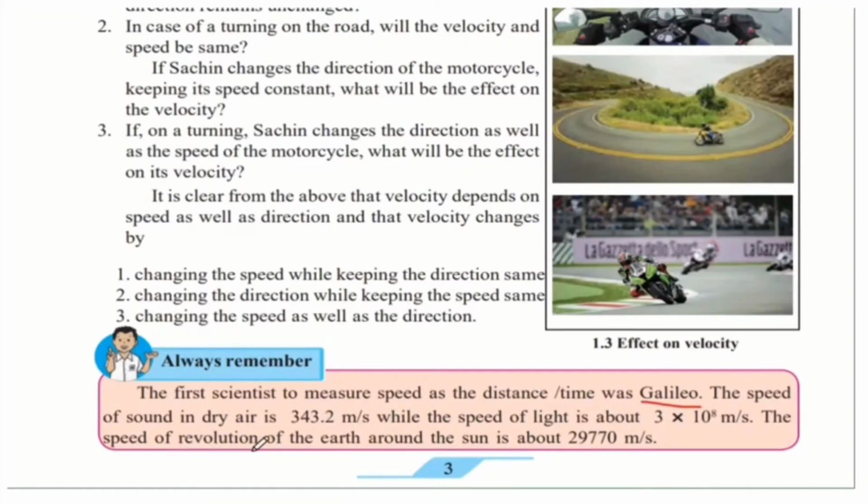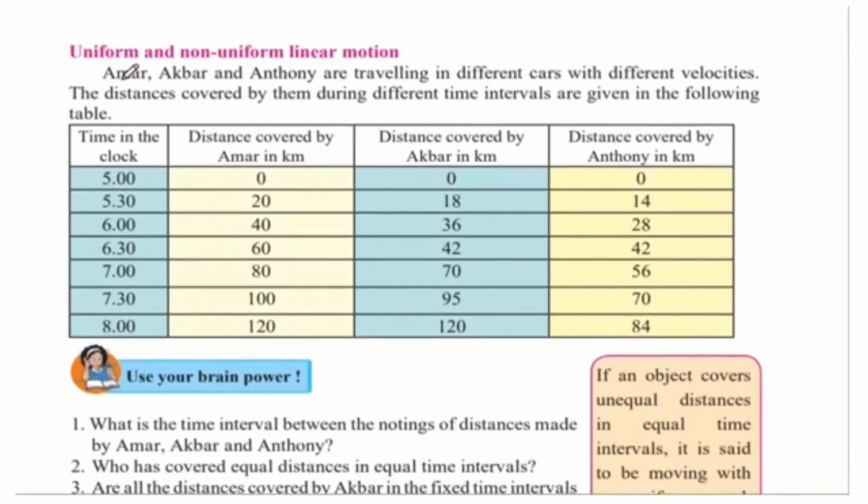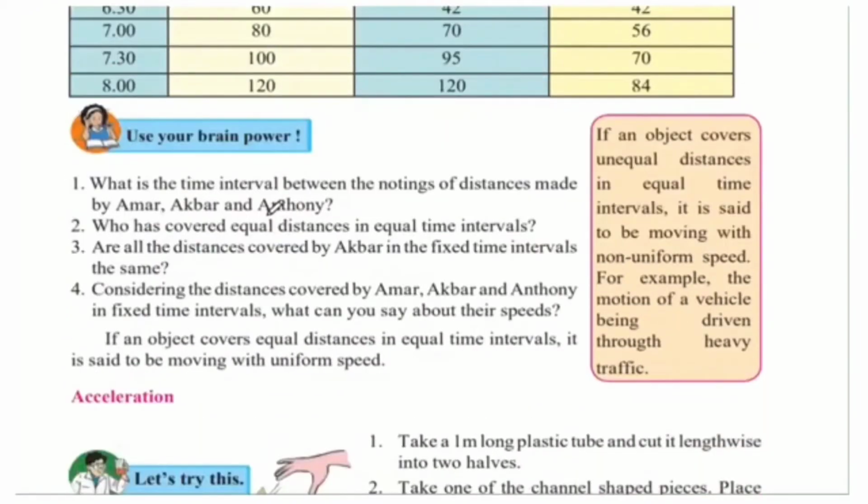The speed of revolution of Earth around the Sun is about 29,770. What is uniform and non-uniform linear motion? Amar, Akbar and Anthony are traveling in different cars with different velocities. The distances covered by them during different time intervals are given in the following table. So, in this table, we have been given the time as well as the distances covered by Amar, Akbar and Anthony respectively. Use your brain power.